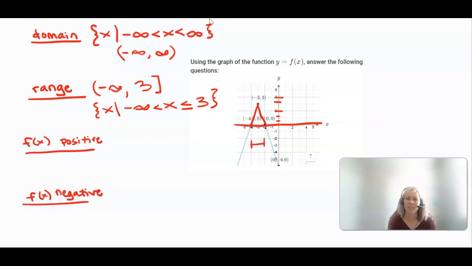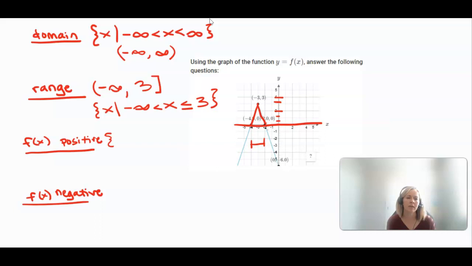Now we do not want to include -4 and -2, because where x equals -4, y is actually 0. And so it's neither positive nor negative, and it's the same at -2. y is neither positive nor negative. So we'll say where x is from -4 to -2, not including those endpoints, that is the interval where f of x is positive.